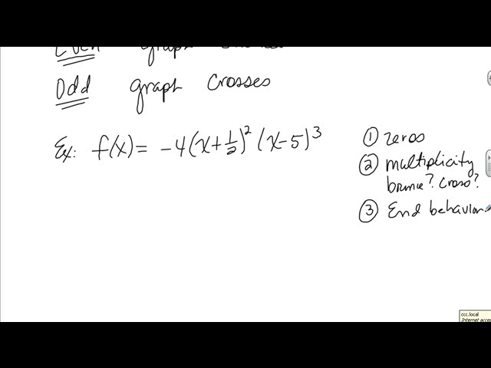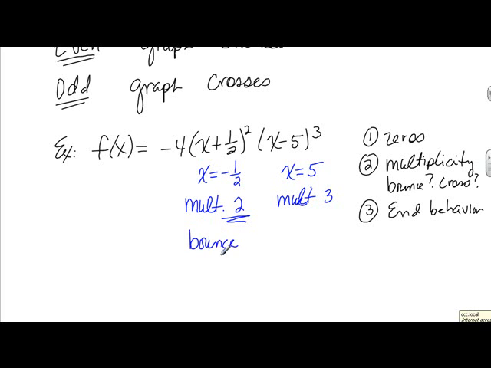Alright, our zeros are going to correspond to the values of x we get when we set each factor equal to 0. So x equals -1/2, we'd get twice actually. So the multiplicity of that 0 is 2. And we'd have a 0 at x equal 5, and the multiplicity at that 0 is 3. So we've got one multiplicity that's even, so the graph will bounce at this x-intercept. The other multiplicity is odd, so the graph will cross at that x-intercept, at the x-intercept of 5.